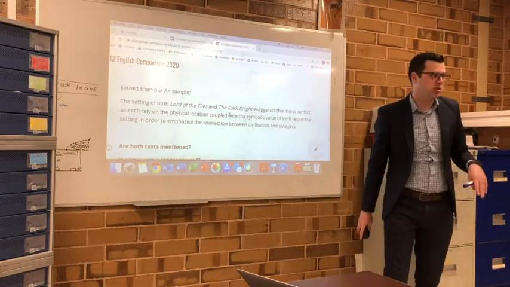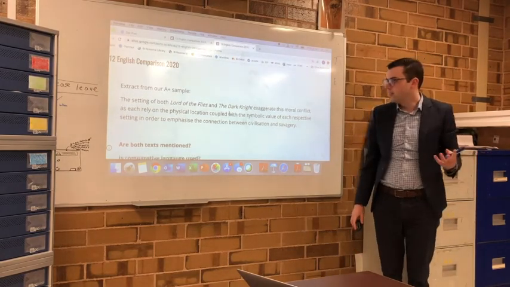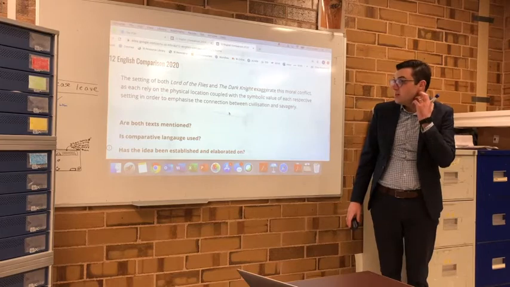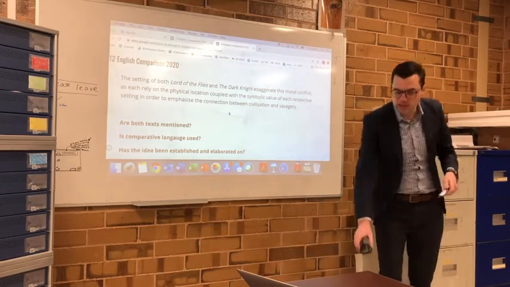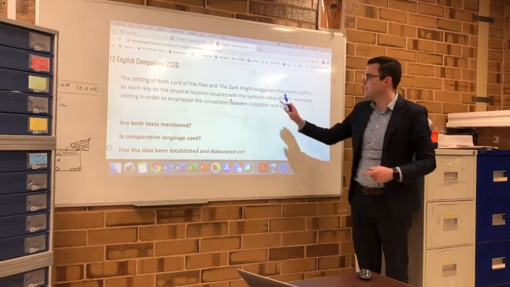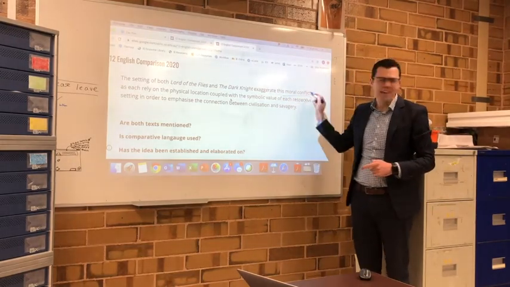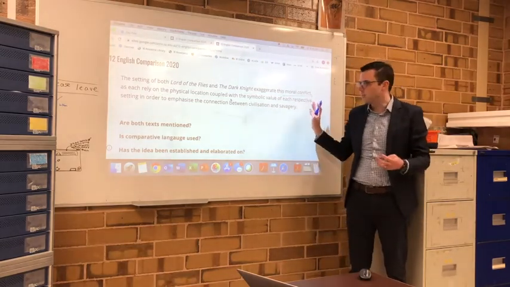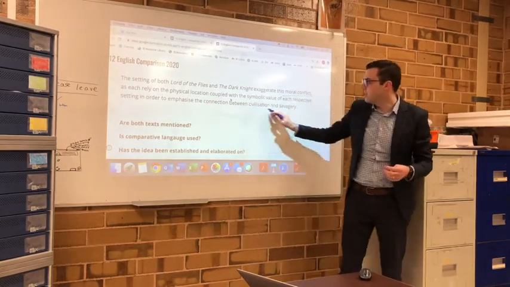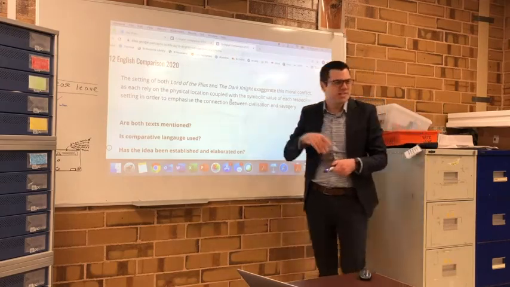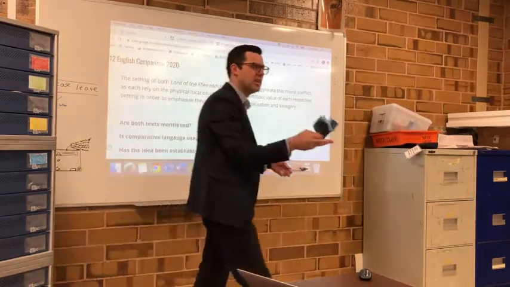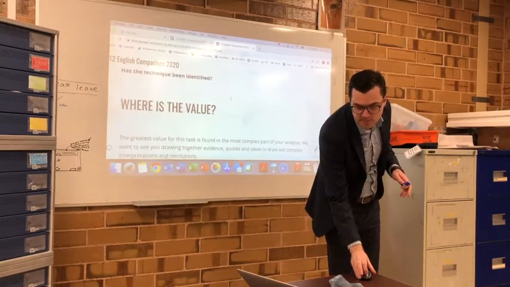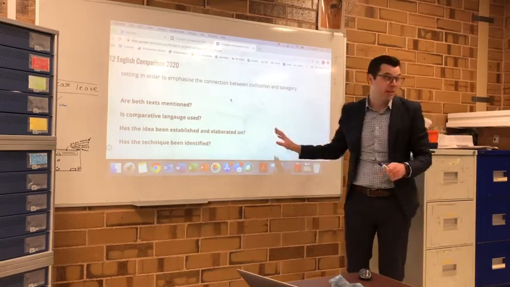Are both texts mentioned? Yes. Is comparative language used? Yes. Has the idea been established and elaborated on? Notice at the beginning they say this moral conflict, exaggerate this moral conflict. We get the sense that there's this theme or focus on morality here, but we don't quite see what that is. But down here, they emphasise the connection between civilization and savagery. So they start by showing how it's connected, but then they take it to that deeper level at the end of the paragraph. So they've done that. Has the technique been identified?